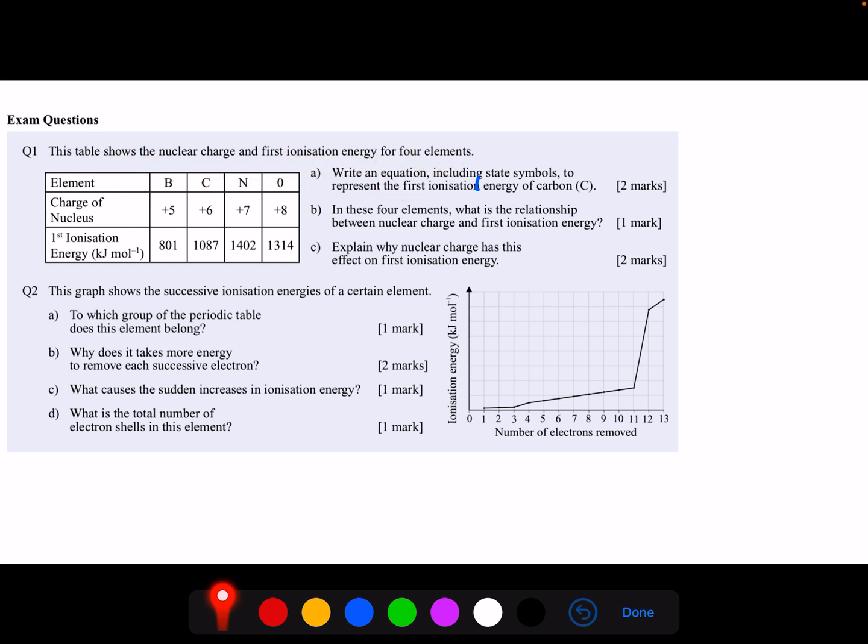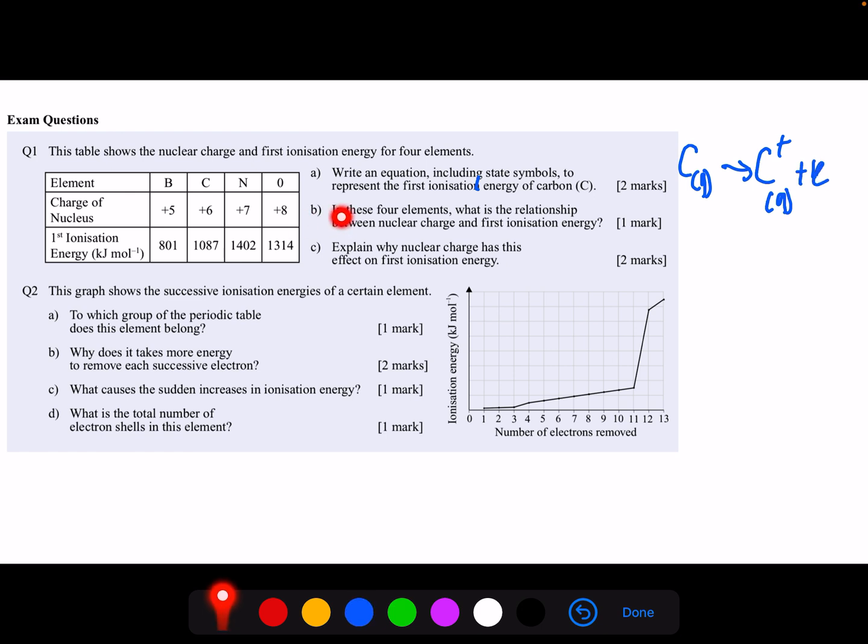First question: write an equation including one state symbol to represent the first ionization energy of carbon. Very, very simple. So first ionization energy of carbon, that's carbon in the gas state, and then carbon is losing an electron, still gas state, plus 1 mole of electrons, and then you get 2 marks.